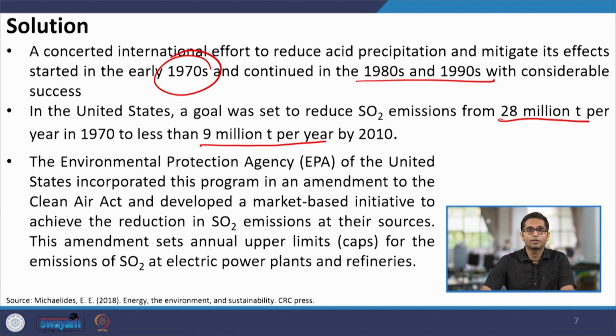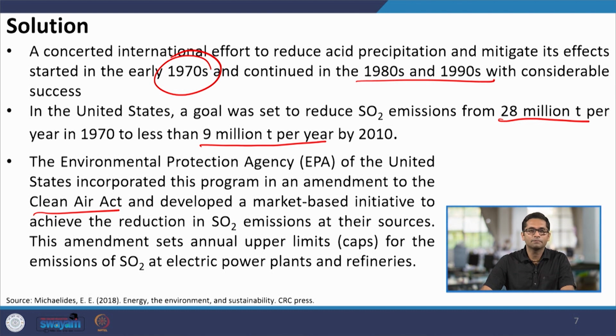Further, the Environmental Protection Agency of the US also brought in the Clean Air Act, and also developed market-based mechanisms which could help the cap and trade system, which means the industries or the different kinds of corporations which were the major reasons behind the sulfur emissions had to cap their emissions by the targets set by the government, which were becoming stringent year by year.